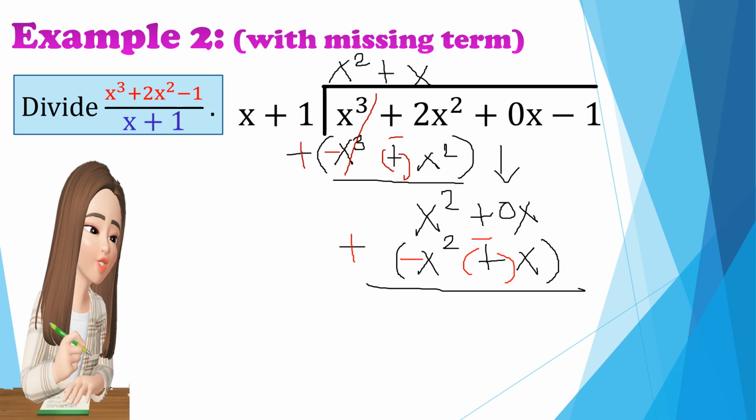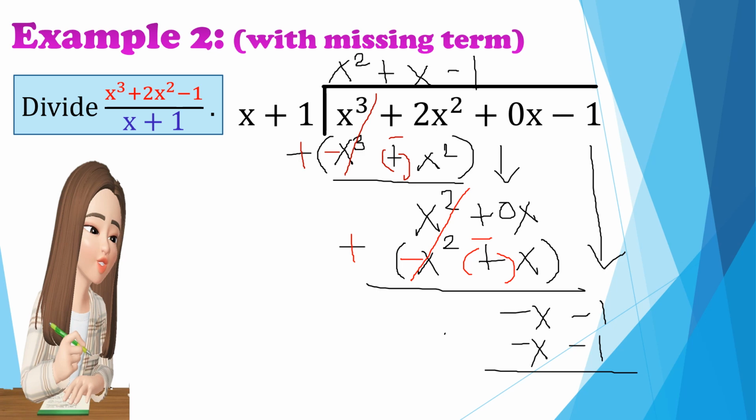Now let us add. X squared plus negative x squared is cancelled because this is equal to 0. 0x plus negative x is equal to negative x. Again, bring down the negative 1. Now we are ready to divide again. So we have negative x here divided by x, that is equal to negative 1. So negative 1 will be multiplied to all the terms of our divisor. So negative 1 times x, that is equal to negative x. Negative 1 times 1, that is equal to negative 1.